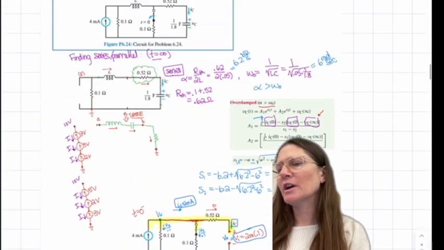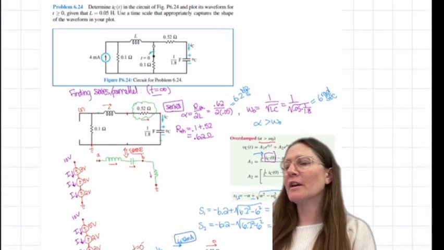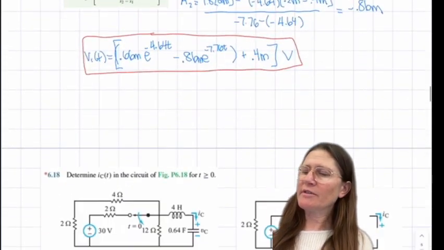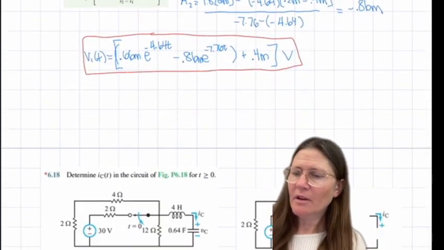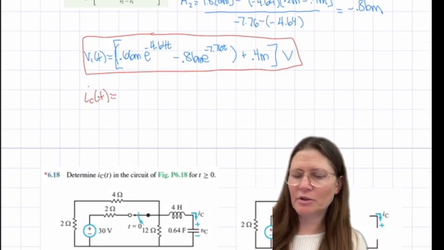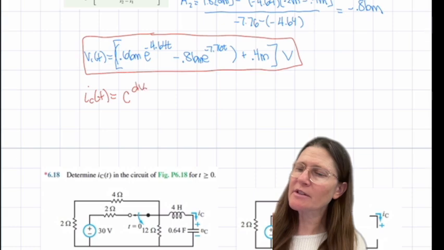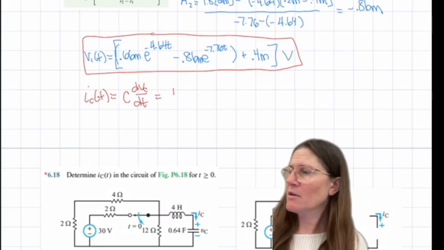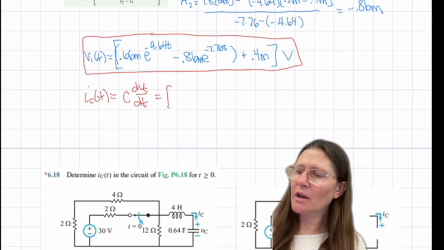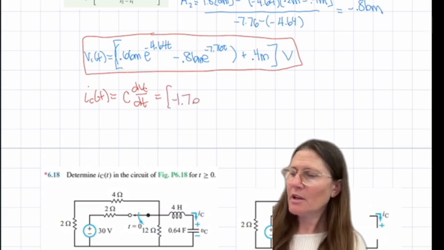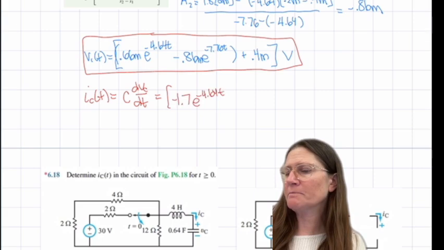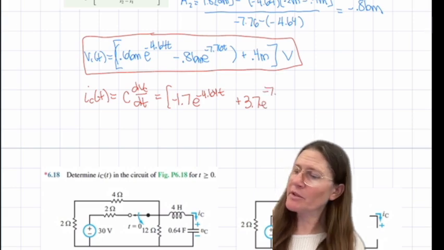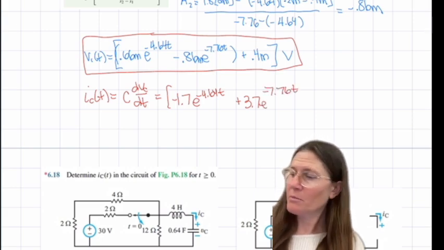And then if we want to find any other variables, here it asked for that IC of T. So we relate the VC to IC. So IC of T is equal to C dVC dt. So we differentiate that. And this ends up being a minus 1.7 e to the minus 4.64 t plus 3.7 e to the minus 7.76 t milliamps.